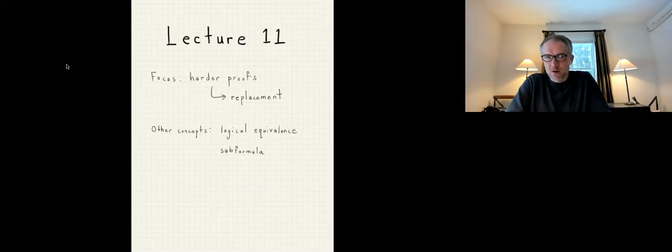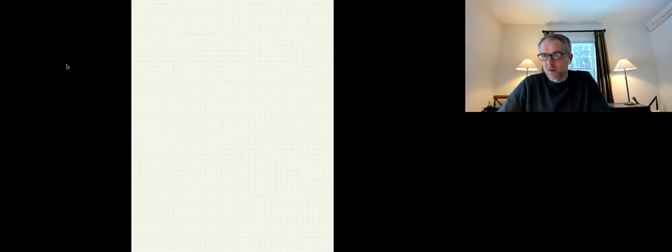And along the way, we're going to pick up a couple other concepts that will be very useful. These concepts are, as you'll see there on the page, logical equivalence. So what does it mean for two sentences to be logically equivalent? And the concept of a subformula of a formula. So we'll actually need both of those concepts in order to make sense of the notion of replacement. So let's start then with the notion of subformula.